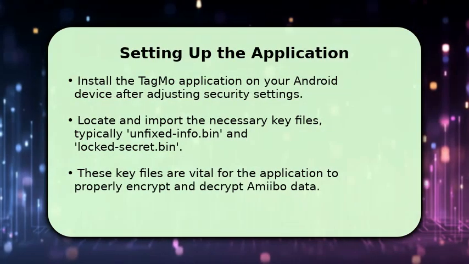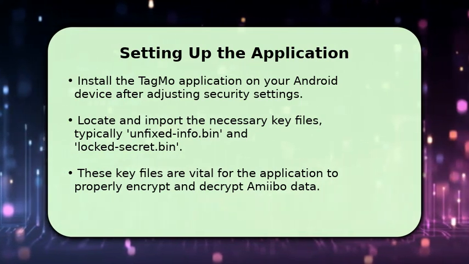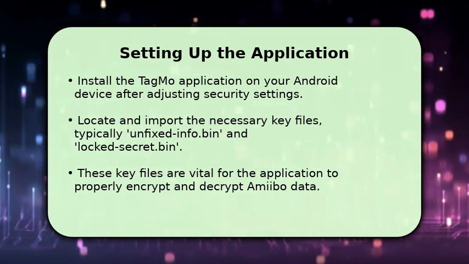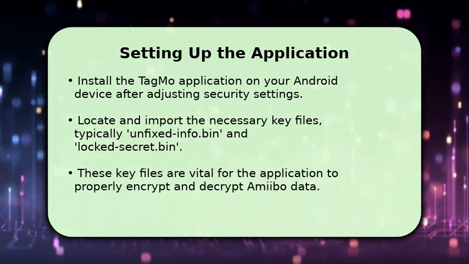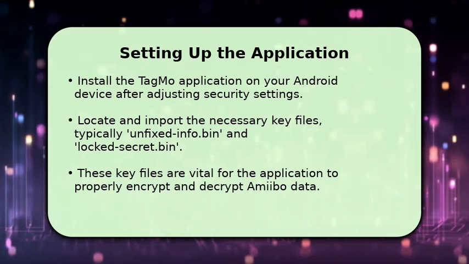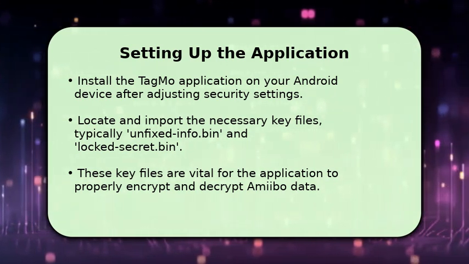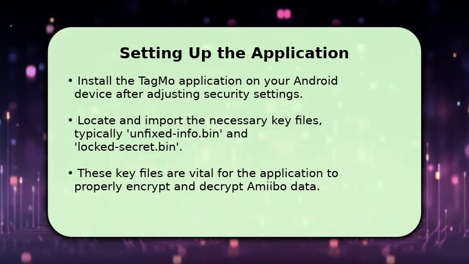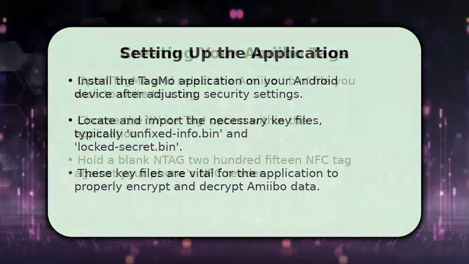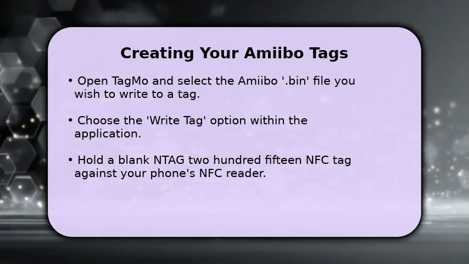Once you have the Tagmo application, install it on your Android phone, remembering to enable installations from unknown sources in your device settings. The next critical step is to import two specific key files, unfixed-info.bin and locked-secret.bin. These files are essential for the application to handle the encrypted Amiibo data correctly. Make sure to place all your Amiibo bin data files in a single, easily accessible folder on your phone, ready for the next step.